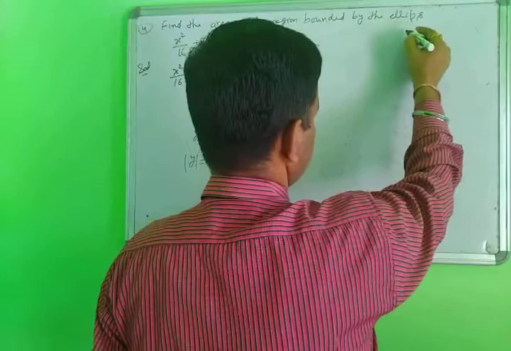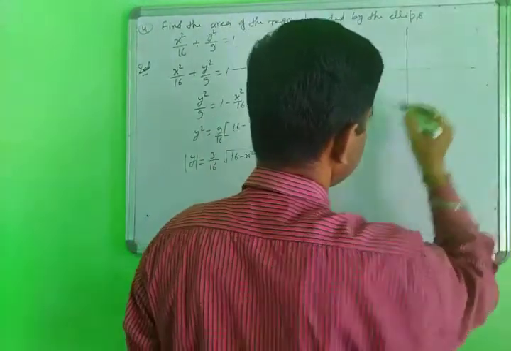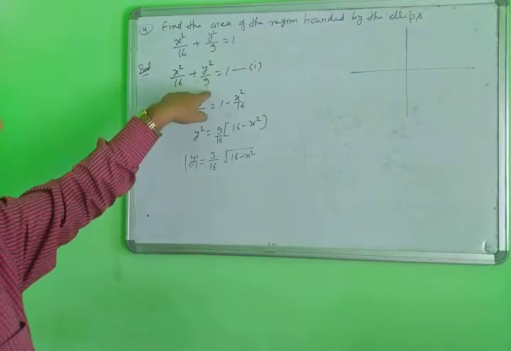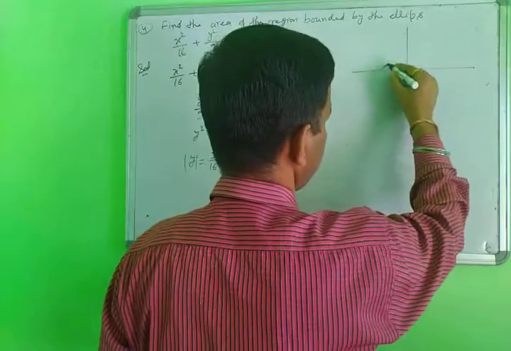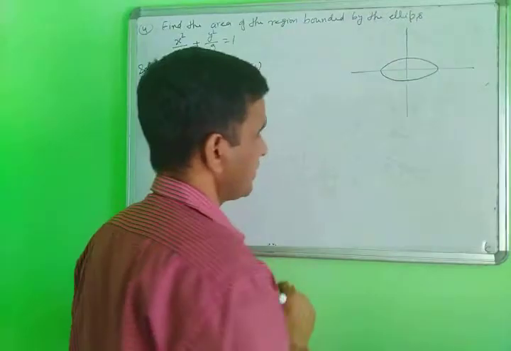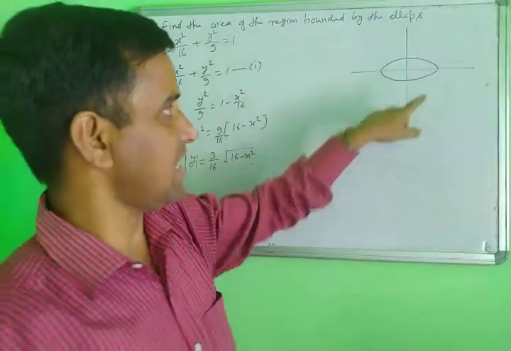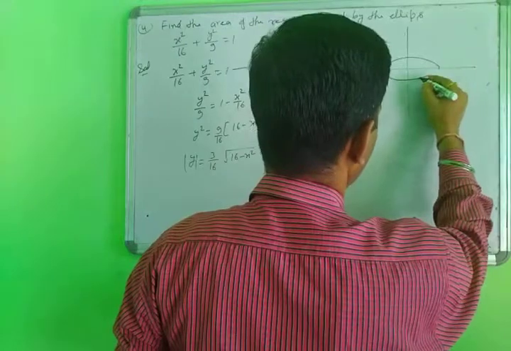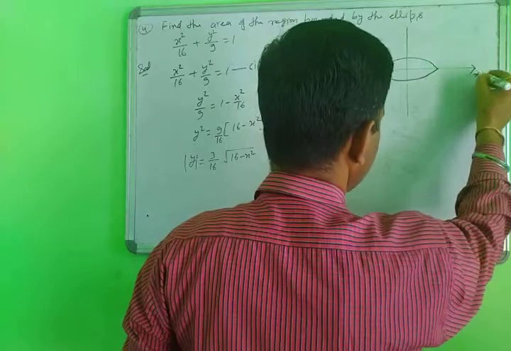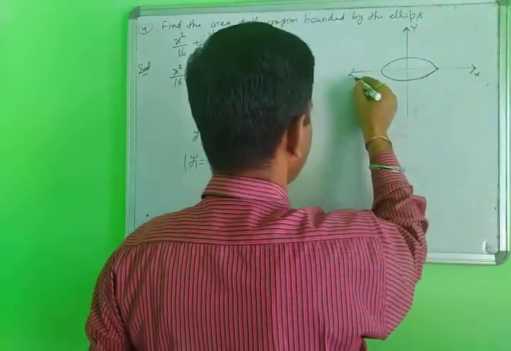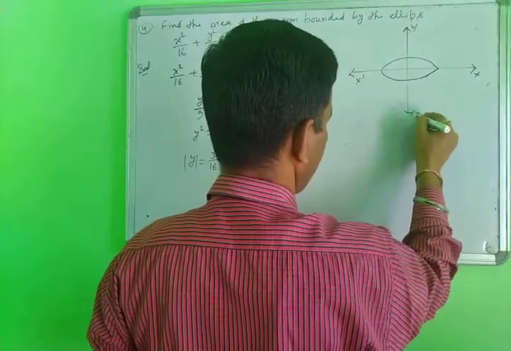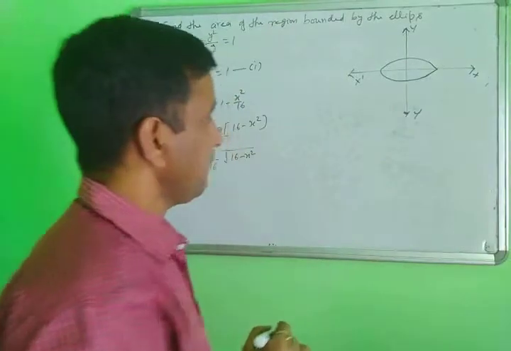Now draw the diagram first. This is the x-axis, your major axis is the x-axis and the minor axis is the y-axis. Then you can draw the diagram in this way. The length along the x-axis is more. This one is the x-axis, this one is the y-axis, this is the y dash, sorry, x dash, and this one is the y dash. So this is your ellipse.